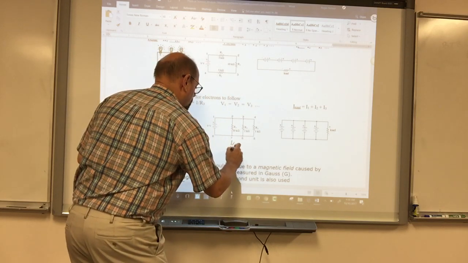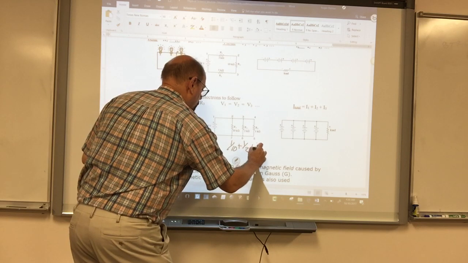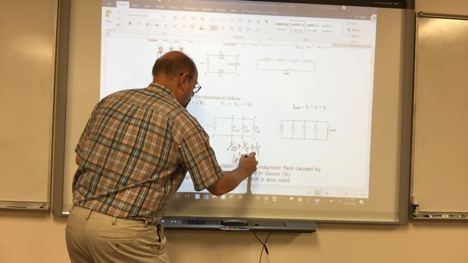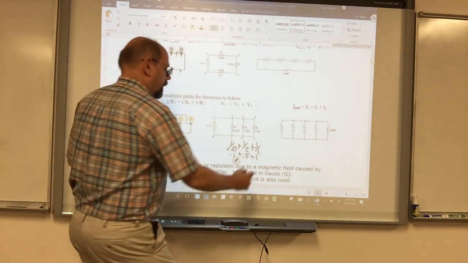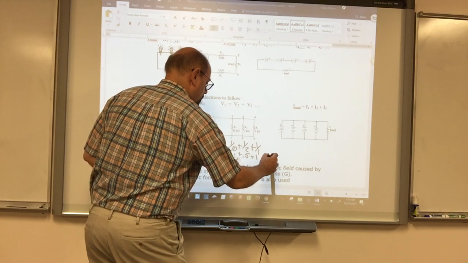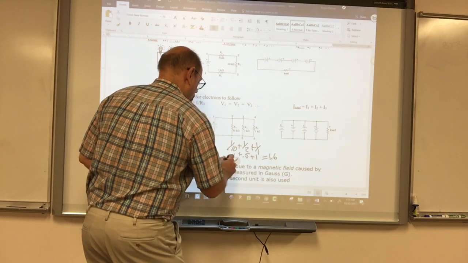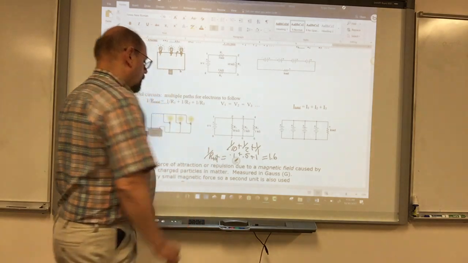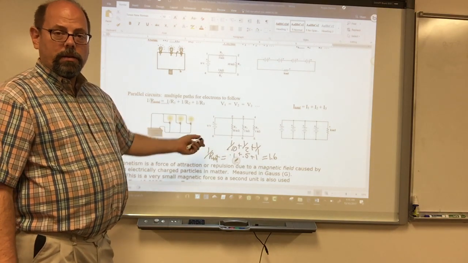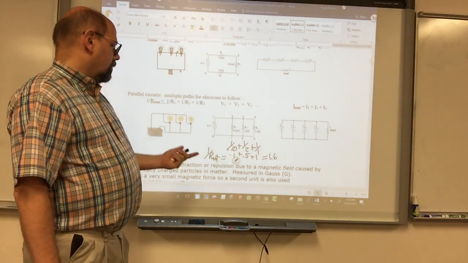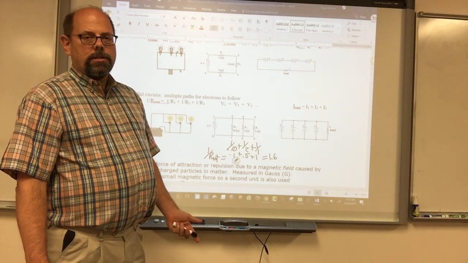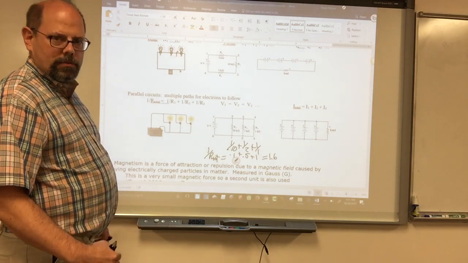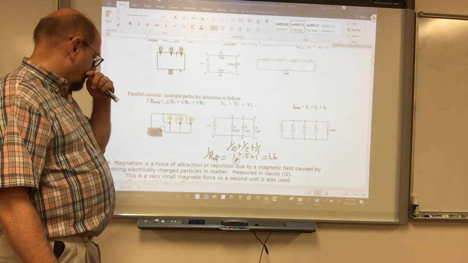So you have 1 over 10 plus 1 over 2 plus 1 over 1. This is 0.1 plus 0.5 plus 1. All those inverses end up becoming 1.6, and that's going to equal 1 over the total resistance. So if I take 1 over that, that's what the equivalent resistor would be. So 1 over 1.5, that's roughly 2/3. 3 halves, this is 1.5, 3 halves. Flip that and it's 2/3.